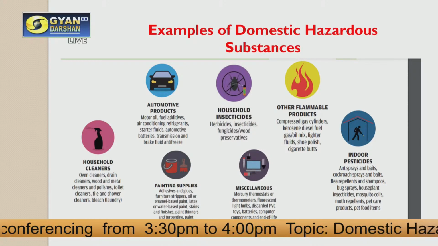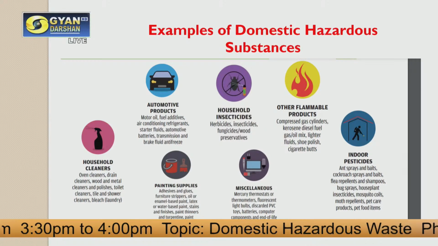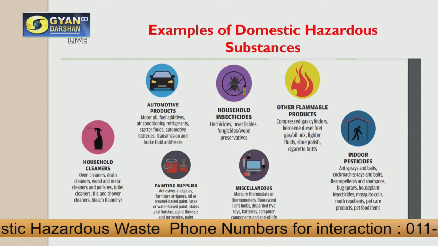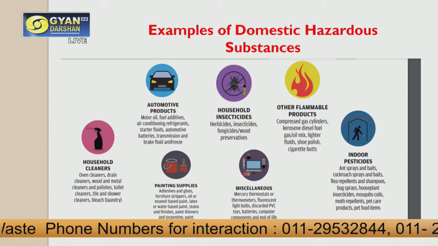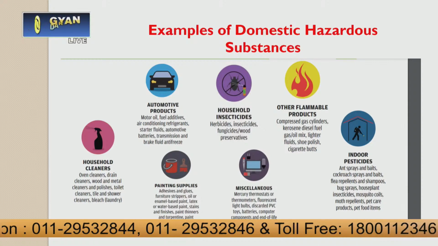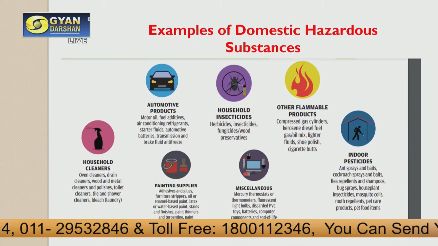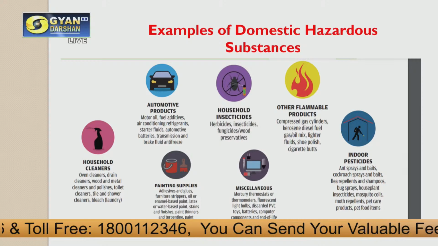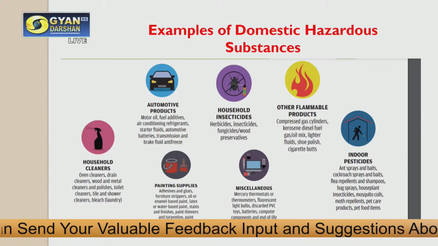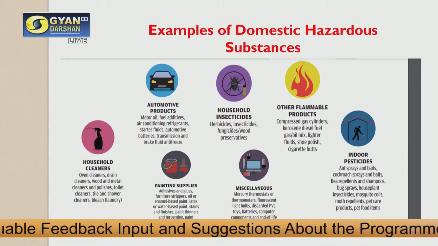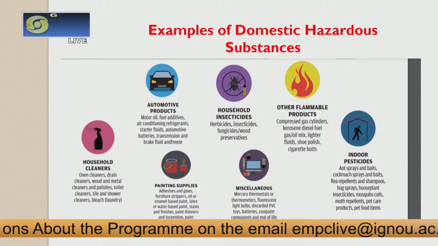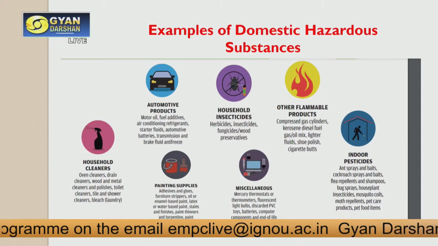Then we have automobile products like the different types of fuels or fuel additives or antifreeze, or painting supplies. As it is also mentioned in the definition itself, the paint drums or the varnishes which are being used, it may be water-based paints or latex-based paints, oil-based paints. So different types of paints come into this category. Household insecticides like herbicides or fungicides, or especially wood preservatives also being used in our homes to get rid of the termites and all, come into the domestic hazardous substances.